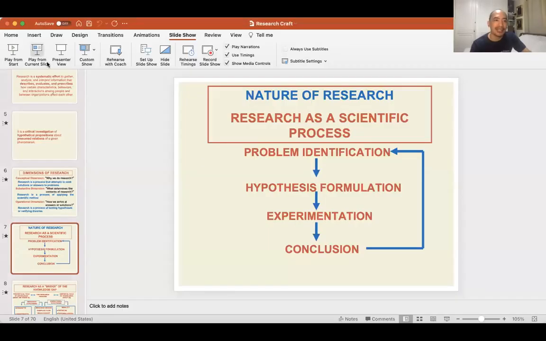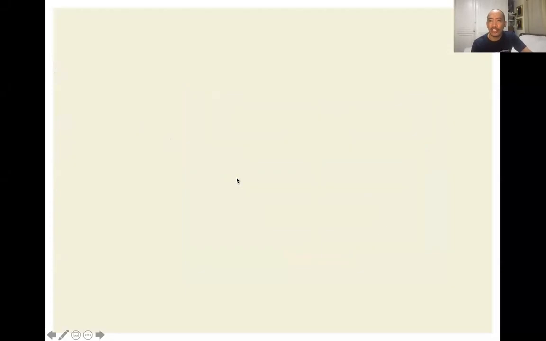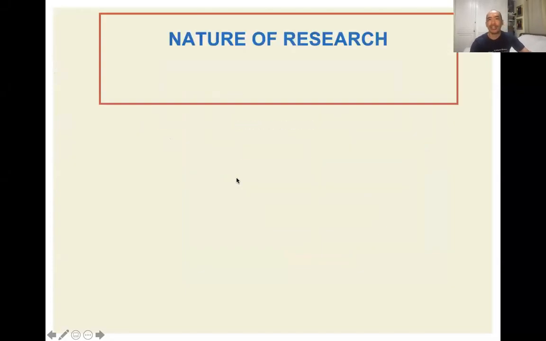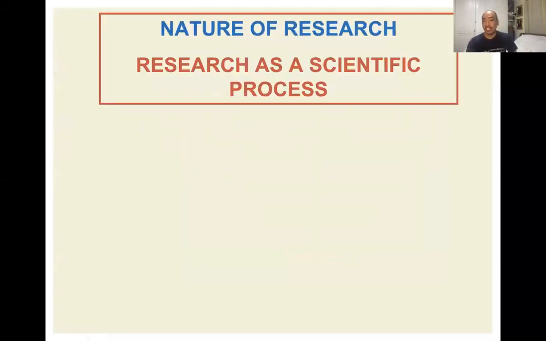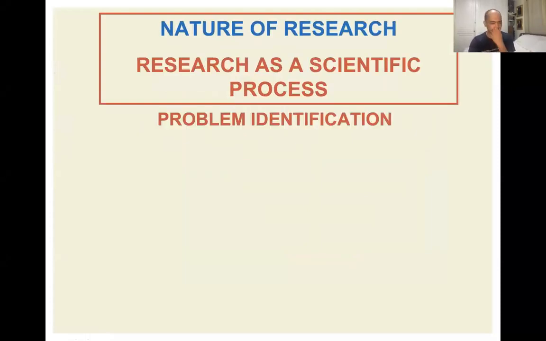We've seen already in the previous page the different dimensions of research. Now we'll look at how research is in fact scientific. It's very important to understand the scientific nature of the research process in order for us to see the stages that we will also implement in research.